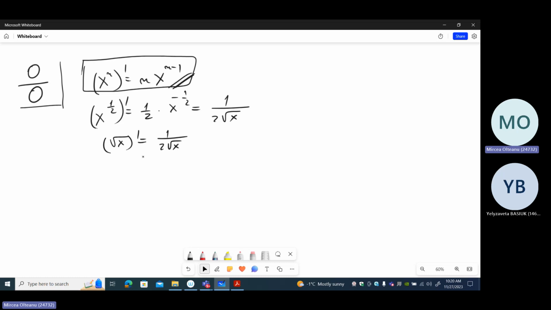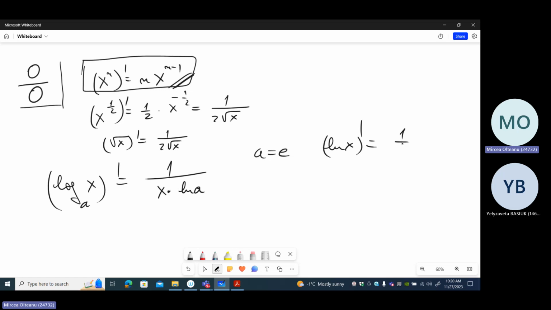Okay, other usual formulas. The logarithm of x derivative is 1 over x times the natural logarithm of a. Well, the usual case here is when a equals e, so the natural logarithm derivative is simply 1 over x. This is what we shall use in most cases. Something similar holds for the exponential a at x, differentiated.